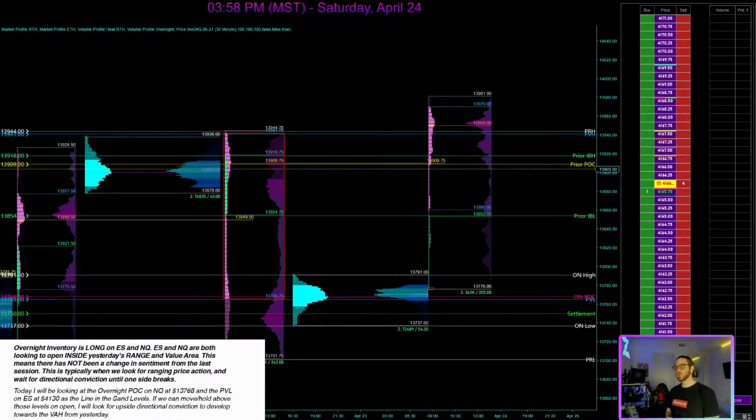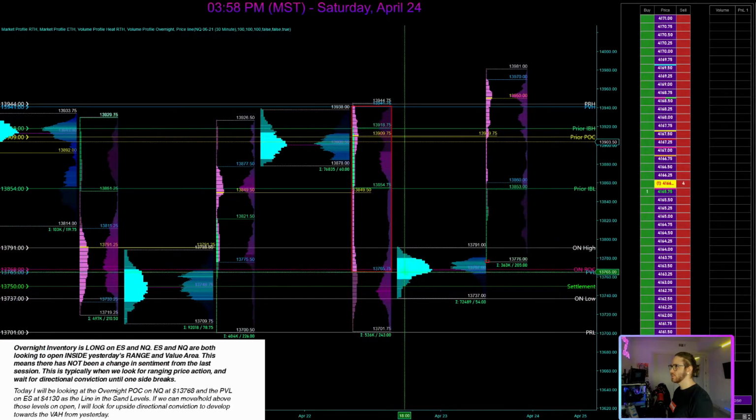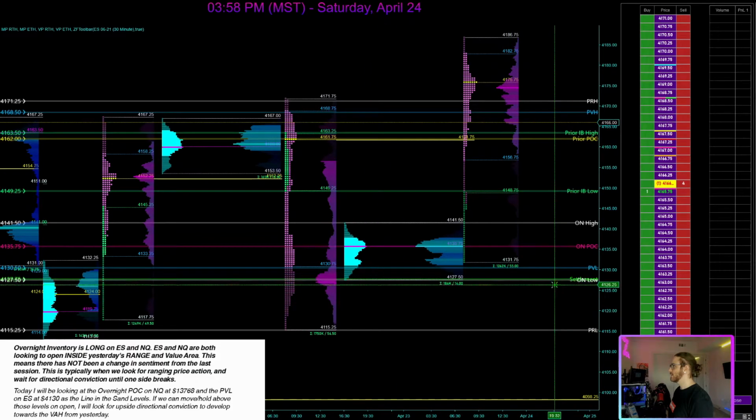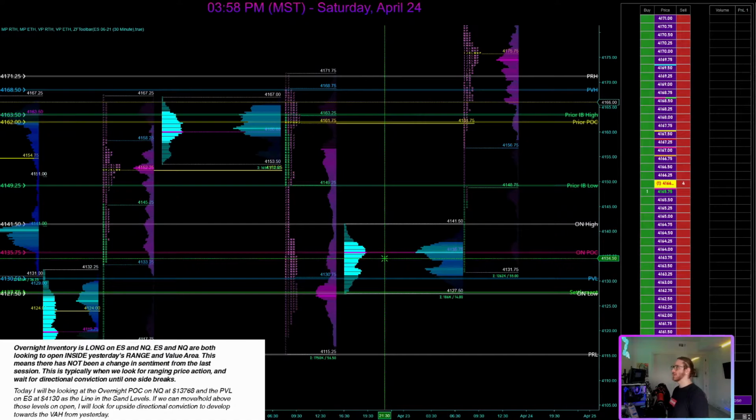All right, so just to reiterate here, overnight inventory was long, right? So you can see I have my levels pulled back up. You can see settlement prices here, and the majority of the overnight profile is above settlement. Same thing on ES. You can see that settlement is right down here, also coinciding with the overnight low, and the overnight profile is entirely above settlement price, right? So keep in mind that the higher probability play when overnight inventory is long is for New York to actually fade that to the downside, but there are stipulations.